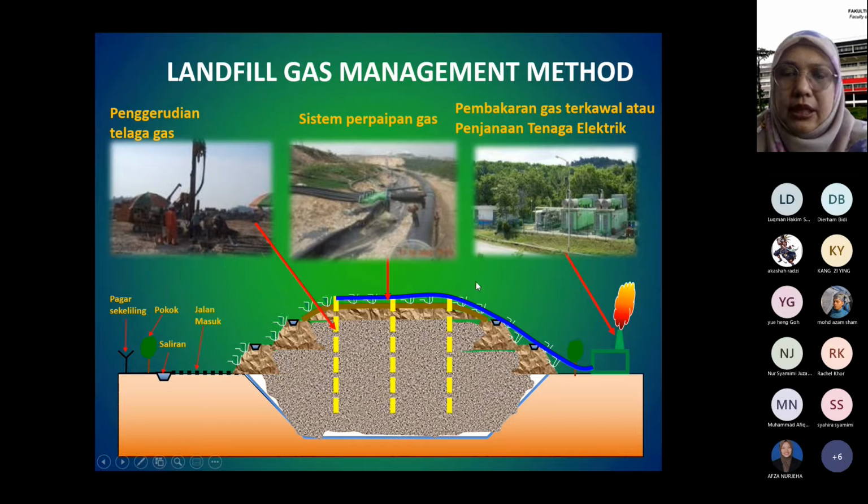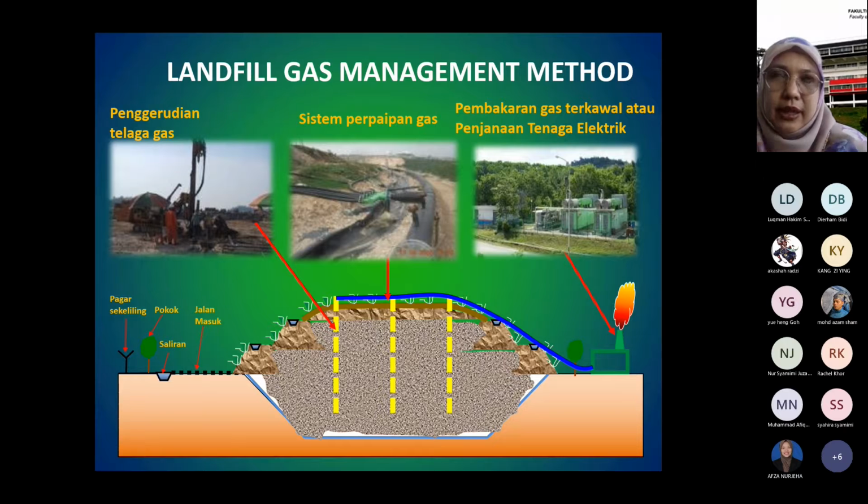And then actually there's an option. Either the methane gas that has been produced needs to be burned intermittently. Why does it need to be burned intermittently? Because methane gas can cause fire and easily explode.